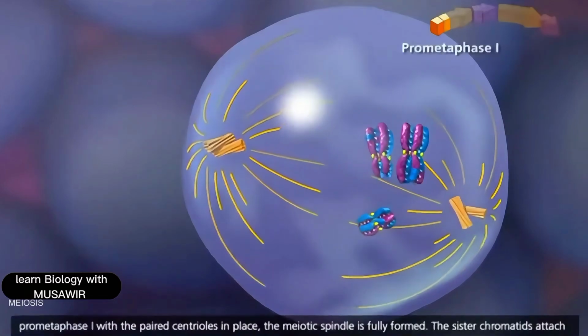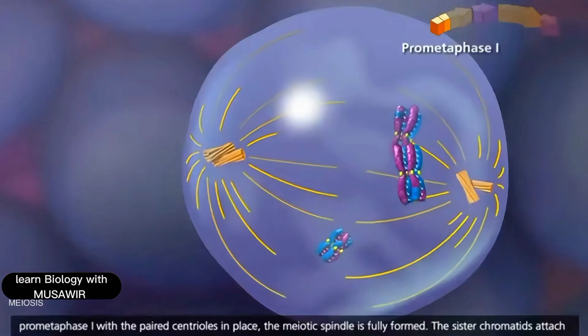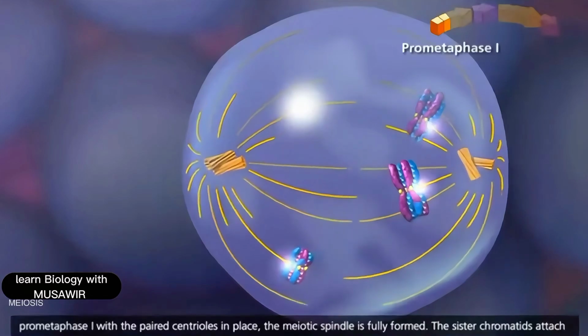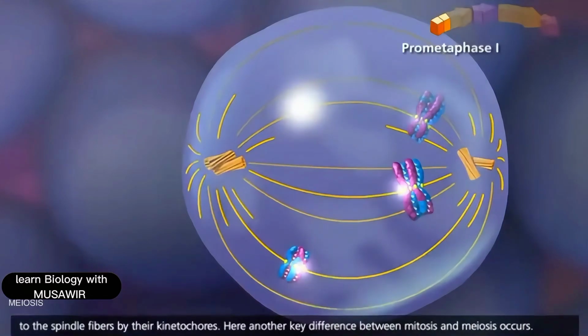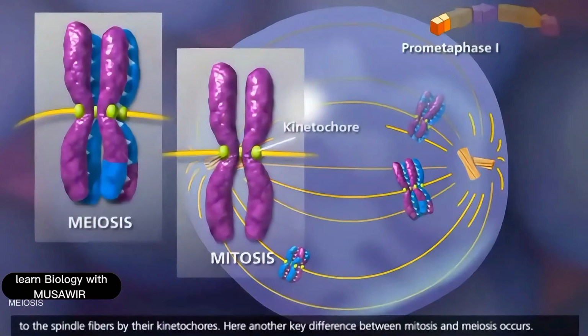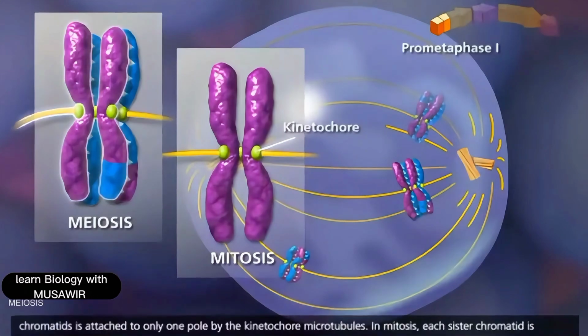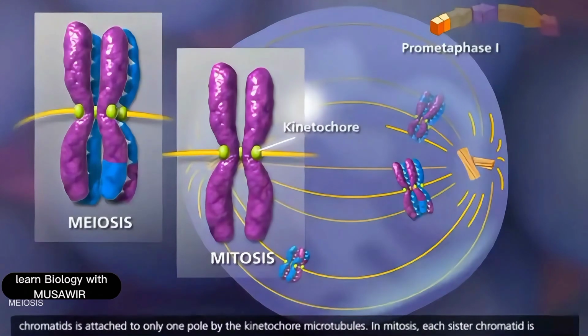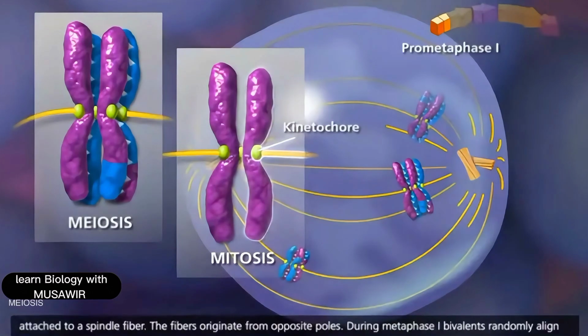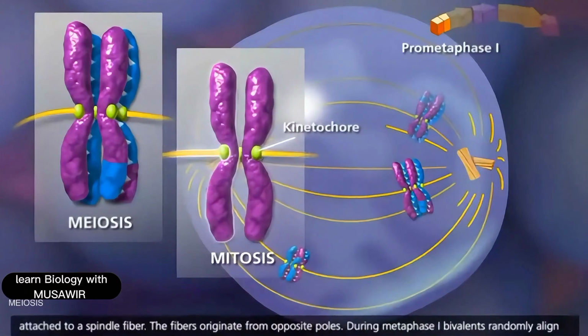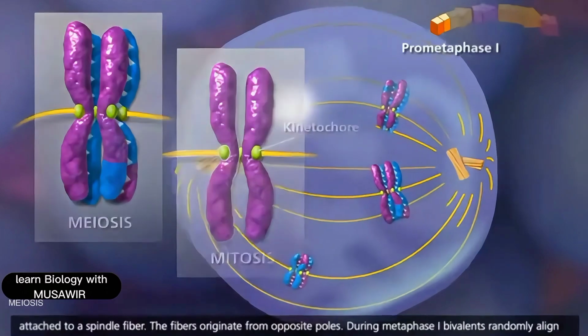In prometaphase 1, with the paired centrioles in place, the meiotic spindle is fully formed. The sister chromatids attach to the spindle fibers by their kinetochores. Here, another key difference between mitosis and meiosis occurs. Because of synapsis and crossing over in meiosis, homologous chromosomes remain aligned, so that a pair of sister chromatids is attached to only one pole by the kinetochore microtubules. In mitosis, each sister chromatid is attached to a spindle fiber. The fibers originate from opposite poles.